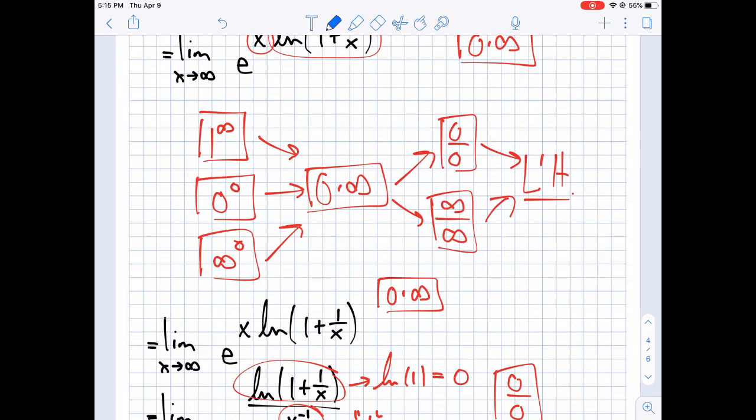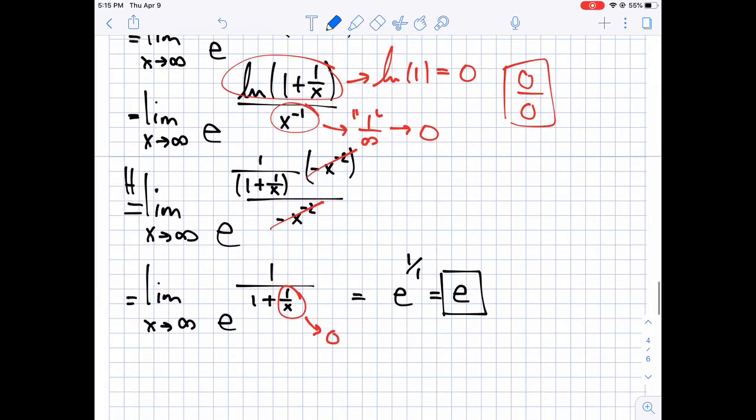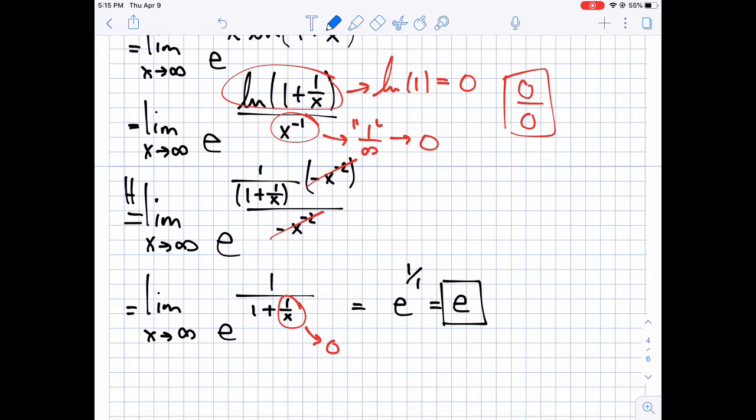Okay, so that's, guys, a very quick, brief recap of L'Hopital's rule. Hopefully that works for you.